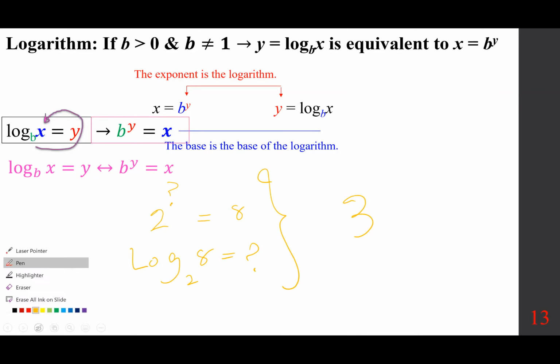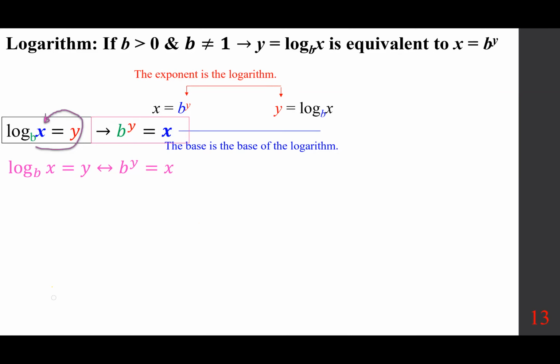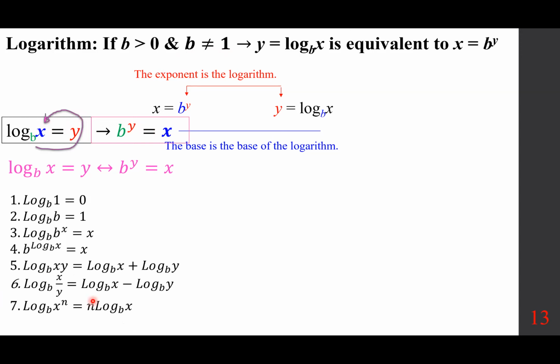So log is the reverse part. Let me clean this up. Just like the exponential functions, the base must be positive and can't be 1, and they are equivalent in this form. I think this really helps if we understand what's going on. With that being the case, we have a bunch of rules in general.